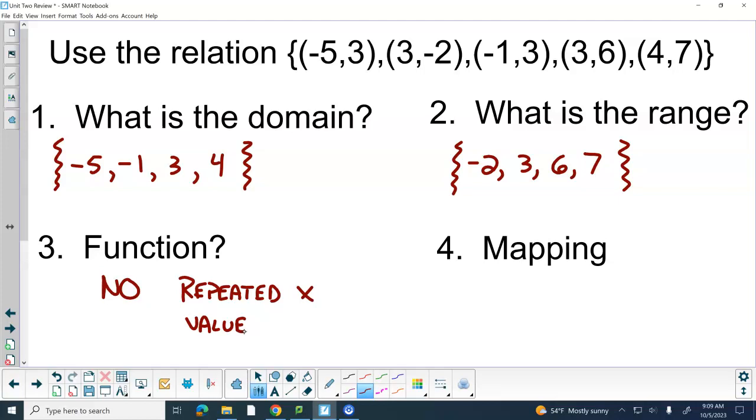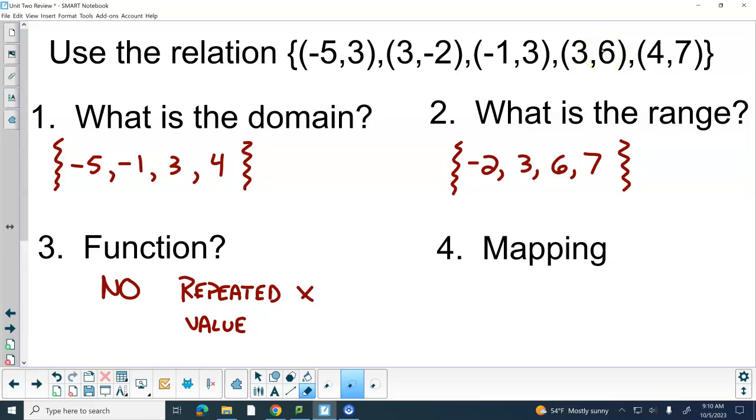If I took this one out of my relation, would it now be a function? Ray says no, because we still have a repeat in the y's. Agree or disagree? Disagree? Can we have repeats in y's? Yes, we can have repeats in y's. We just can't have repeats in x's. So that would then become a function.